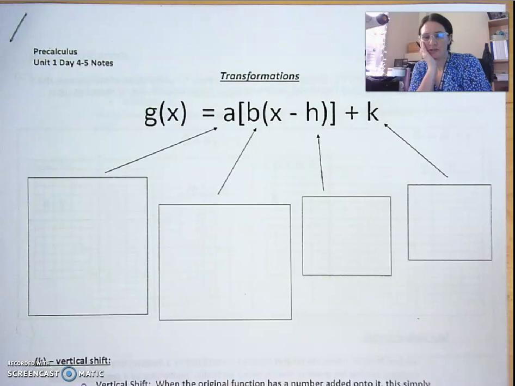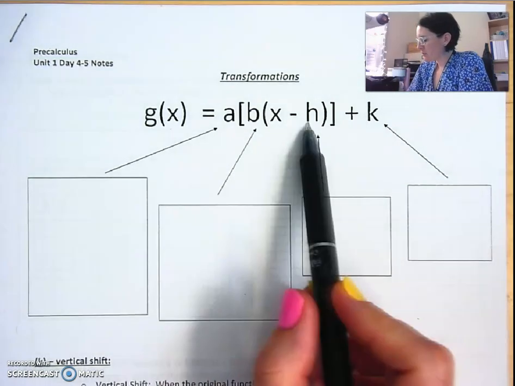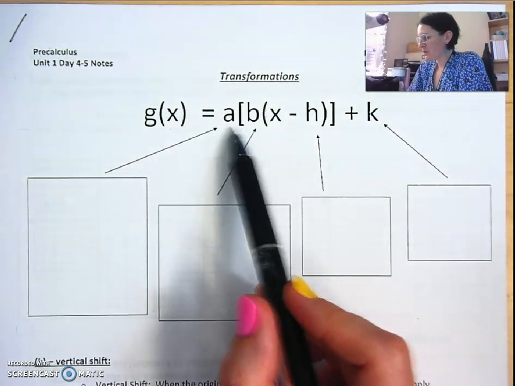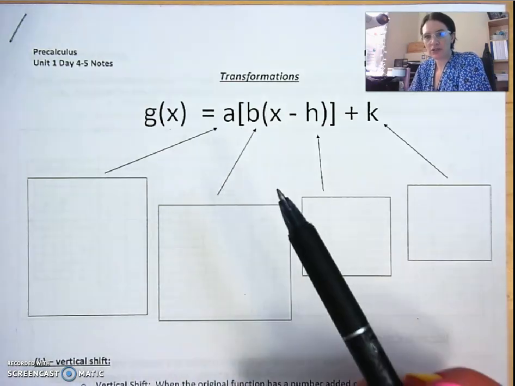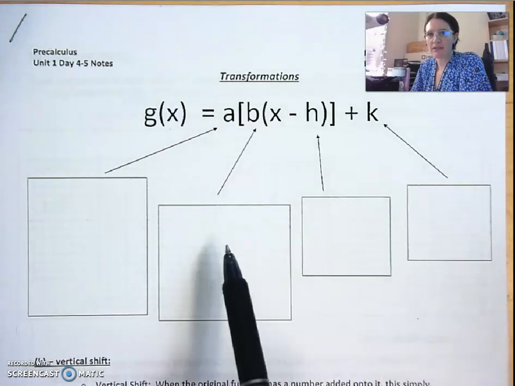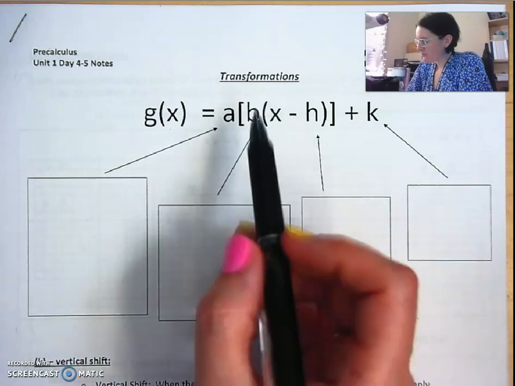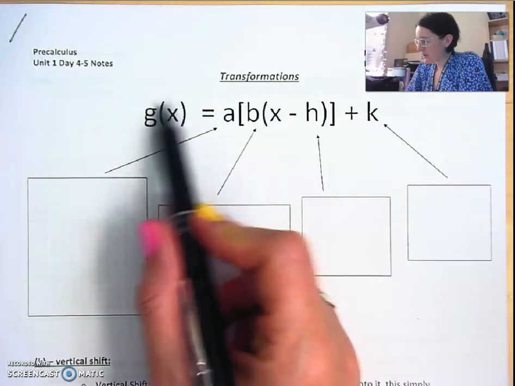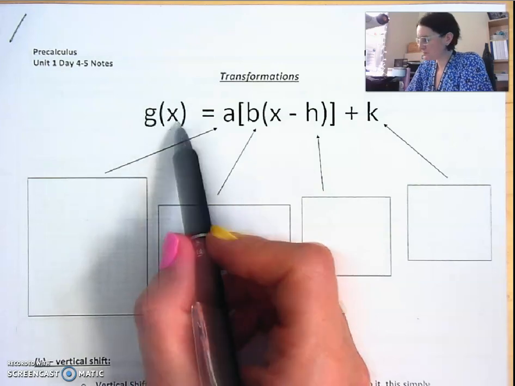Alright, here's our notes for transformations of parent functions. What we have at the top of the page is a generic form for the different ways you can alter an original equation. And then down here, we will explain what happens when that alteration occurs. So this is function notation for just a generic function g of x.